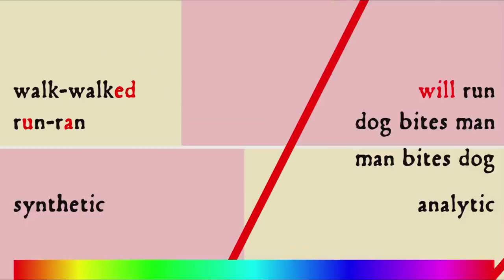Linguists organize languages in this regard according to two types: synthetic languages, which tend to use inflections like word endings or sound changes within a word, like vowel alternation, to convey grammatical information, and analytic languages, which use helper words and word order to convey grammatical information.